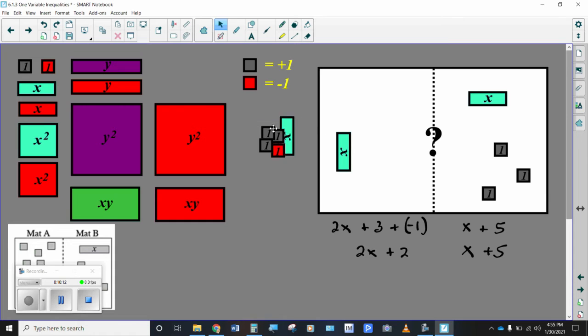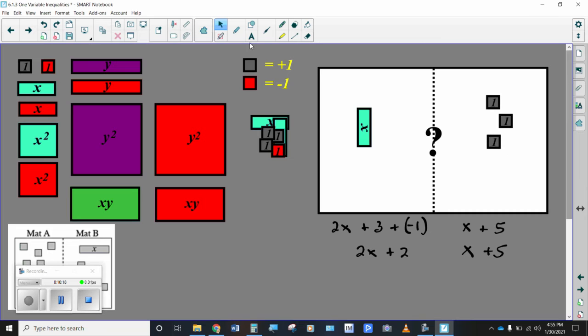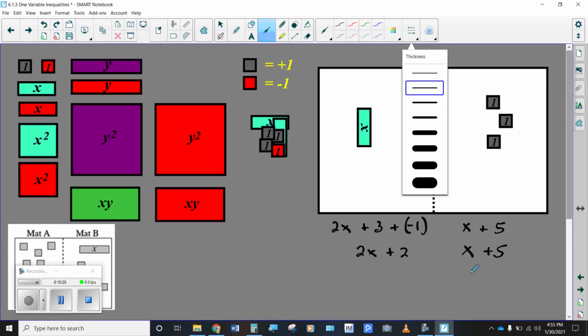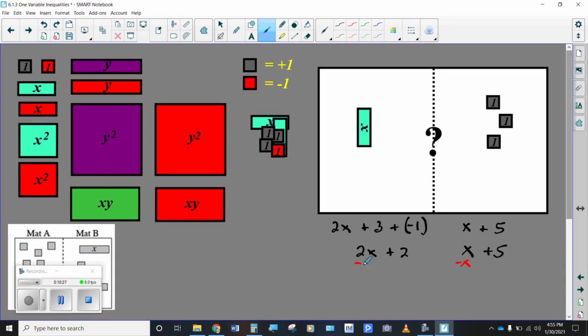And you can take 1x away from each side. But you can't take away both x's. So after removing balanced sets, you're left with, in fact, let me just go ahead and show this process, right? We take away 1x from each side, and we took away 2 from each side. And what do we have left over after we've worked through that process? We have 1x on this side, and we've got the number 3 on this side.